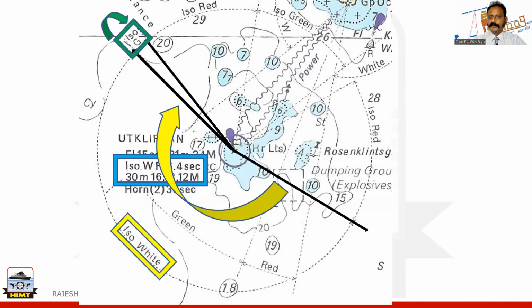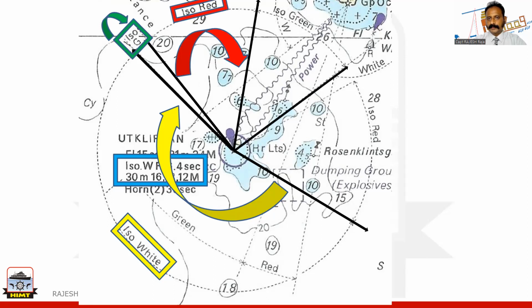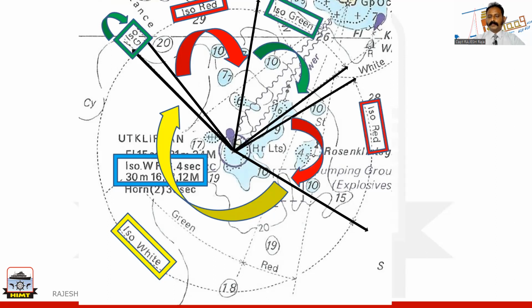What it means is, if your vessel is within this sector of ISO white, you will see that isophase white light coming with the normal whatever character, there's equal on and off. But if your vessel is on the sector for the green, you will see the green isophase. Then again, the next one is a red isophase. Then again, the next is a green isophase again. Then again, I have a red isophase. So this is how the whole horizon is distributed for your color sector.